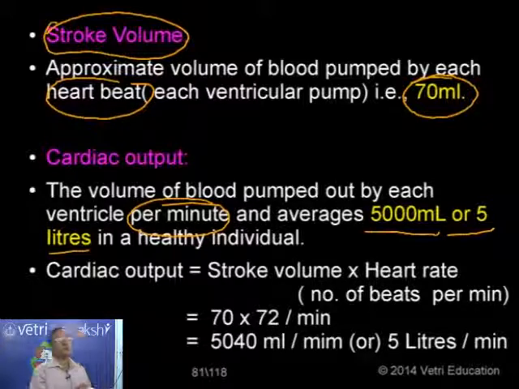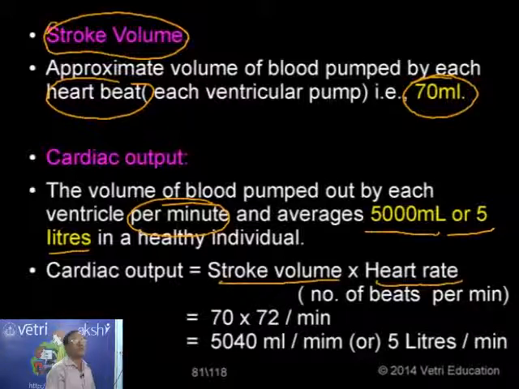So stroke volume is nothing but the amount of blood that is pumped during each beat, and cardiac output is nothing but the amount of blood that is pumped out from the heart during each minute. So if you want to get the cardiac output, you have to multiply the stroke volume with the heartbeat rate, that is number of beats per minute. So you know that when the stroke volume is equal to 70 ml per beat, the number of beats per minute is equal to 72. So if you multiply the stroke volume with the number of beats per minute, then you can get the cardiac output.